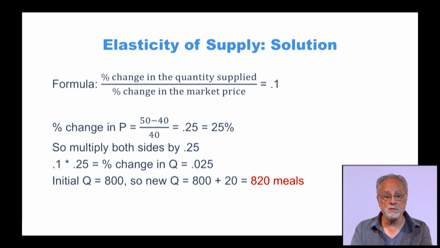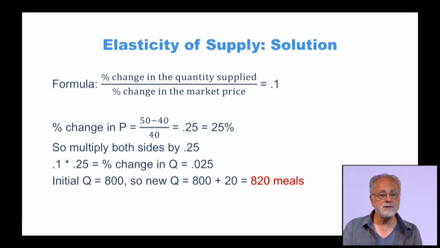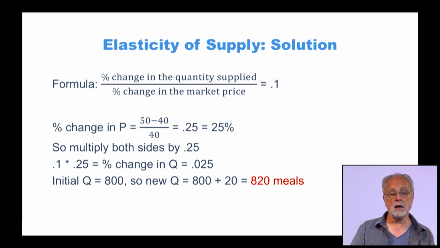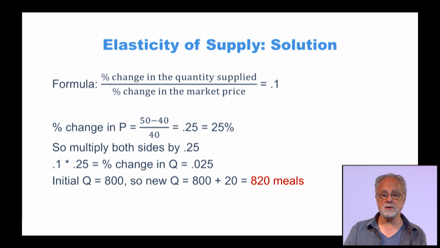It's the same procedure as before. We have the elasticity, it's 0.1. We have the denominator, it's 50 minus 40 over 40, that's 25%. So we multiply 0.25 times both sides, and it cancels out on the left, and on the right, we have 0.1 times 0.25, that's 0.025. So that's the additional percentage of meals that will be supplied at the higher price. So we have the 800 plus the additional 20, is 820 meals. So there you have it.